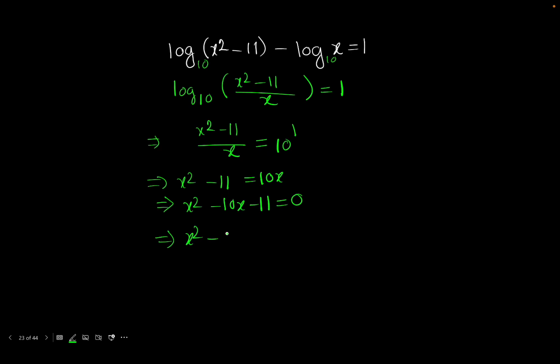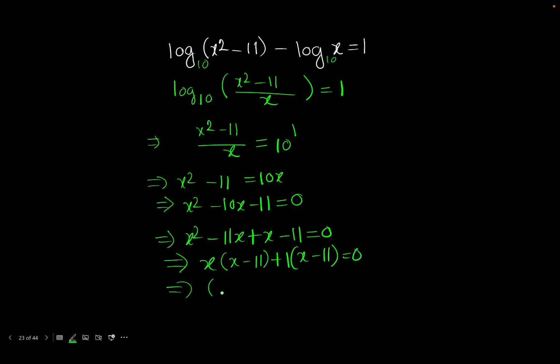So x square minus 11x plus x minus 11 is equal to 0. So we can take x as common, x minus 11 plus 1, x minus 11 is equal to 0. So it will be x minus 11 into x plus 1 is equal to 0. So x is equal to 11 and x is equal to minus 1.